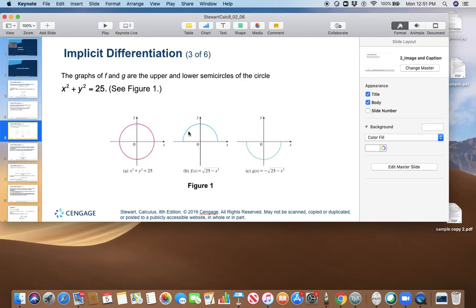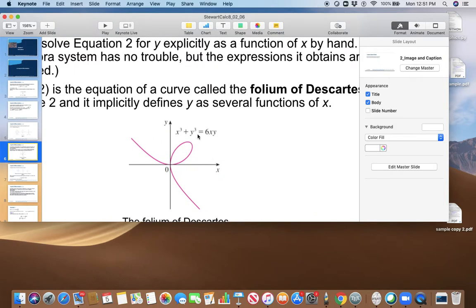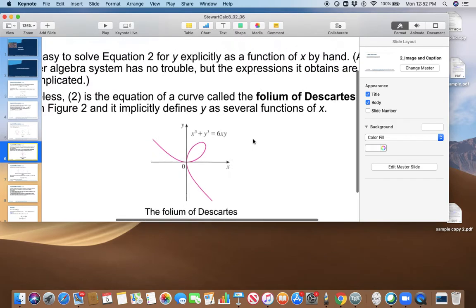If you take the top half, that's a function. You take the bottom half, that's a function. So there are two functions living here, right? One is the positive root, the other is the negative root. The y coordinate being negative gives me the lower half. The y coordinate being the positive root gives me the upper half. But it is not easy to solve something like this.